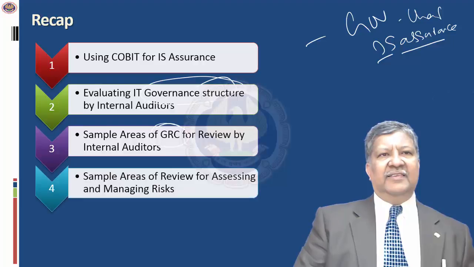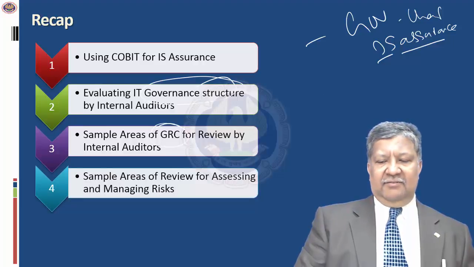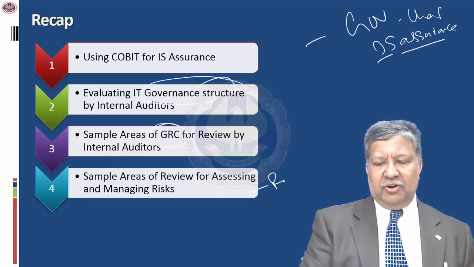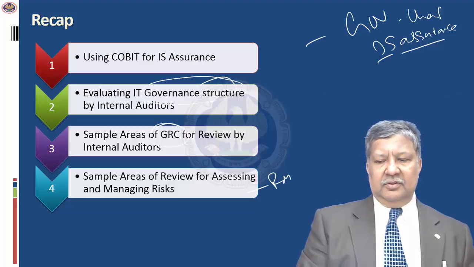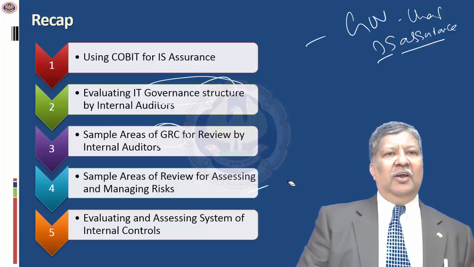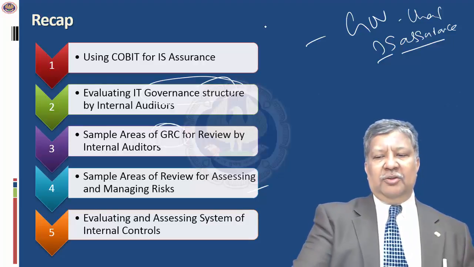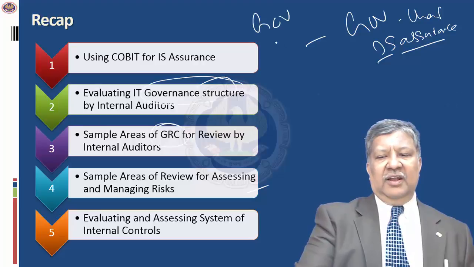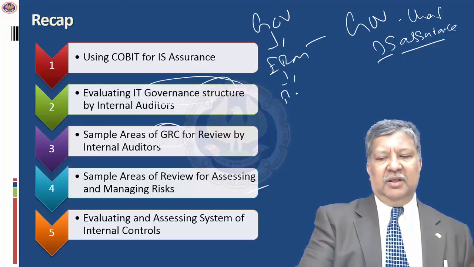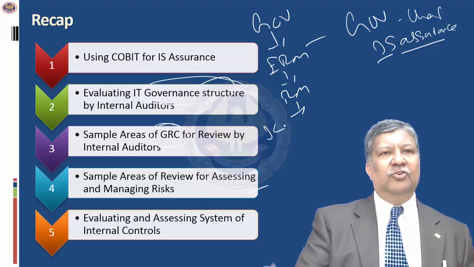We also saw another example of assessing and managing the risk, which is the risk management strategy which has to be adopted by the organization. And we also saw you can also do a review of internal controls. So you see here, basically what you're talking about is when you look at governance, governance is about ERM, governance is about risk management, and governance is about implementing the right level of internal controls.